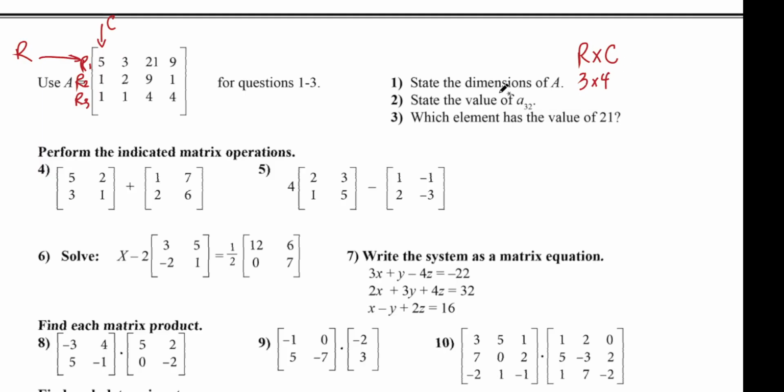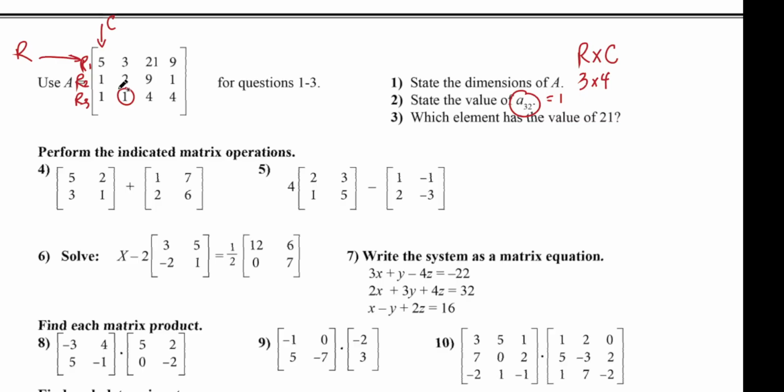Pretty easy. All right. It says state the value of this. What in the world does that mean? Well, when it says A, it's just like one of these. All of these are a little a, since it's a capital A. This means rows and columns right here. So this means what number is in the 3rd row and 2nd column. So we count over to the 3rd row, 2nd column, and what is it? It's a 1. So what is the value? What's in that spot? A 1 is in that spot. So that's pretty easy, isn't it?